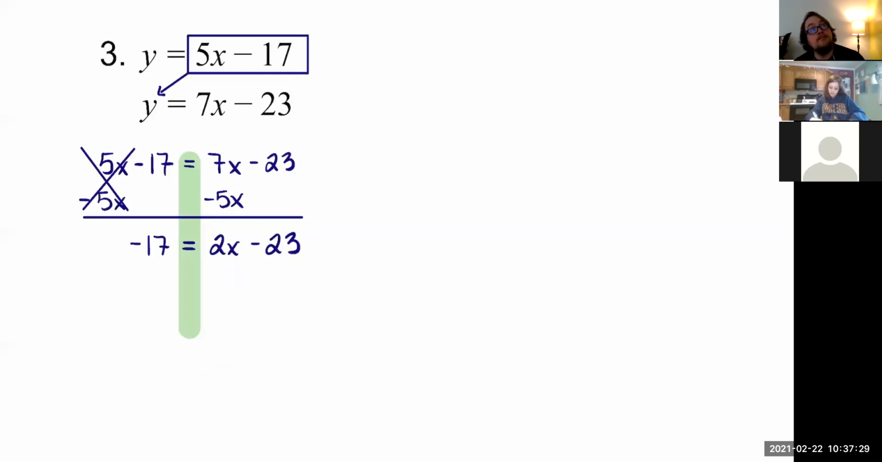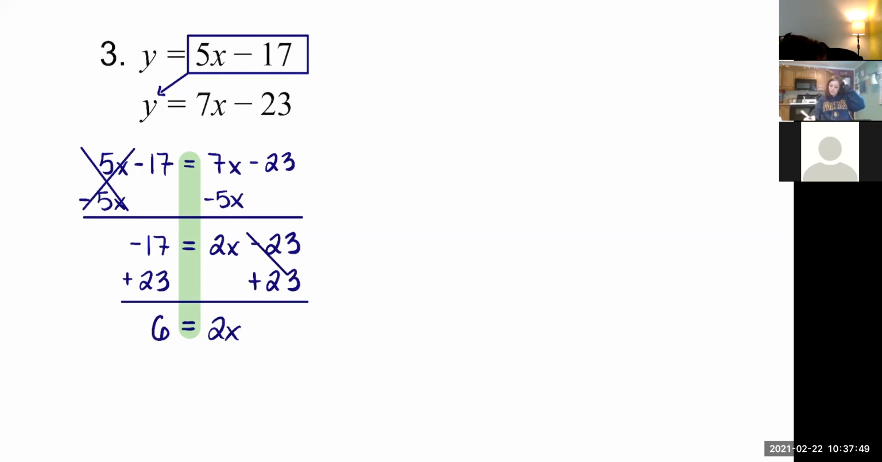Add the 23. We're going to add the 23. I don't think it froze. Nope, we're still going good. So negative 17 plus 23, I believe, gives us a positive 6 equals 2x. The negative 23 plus 23 is gone.